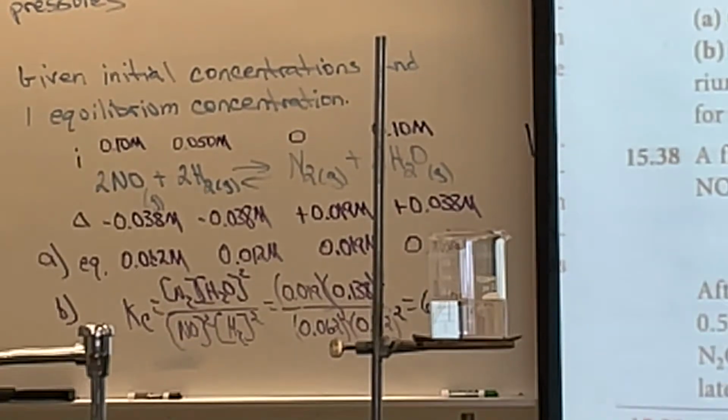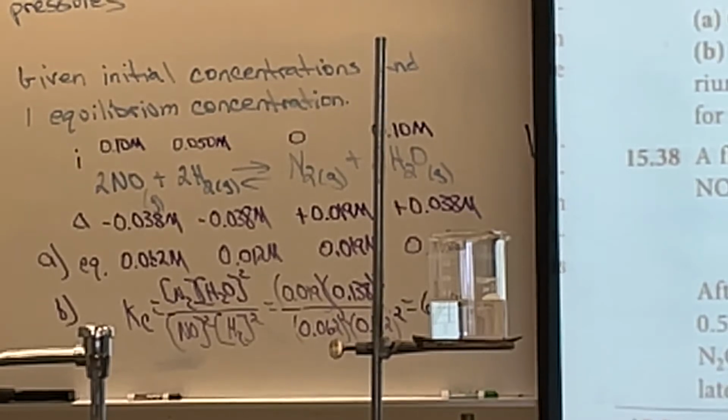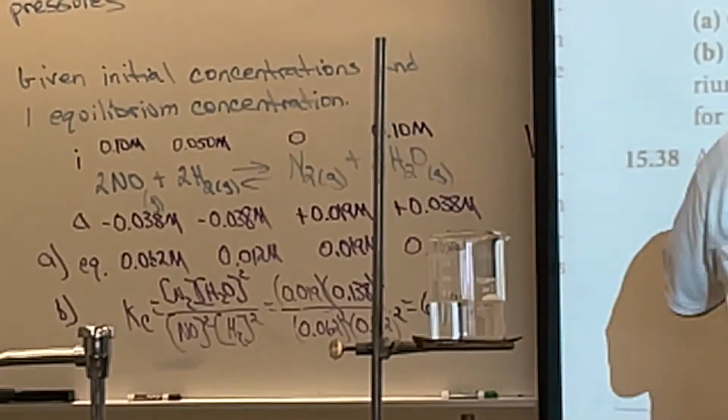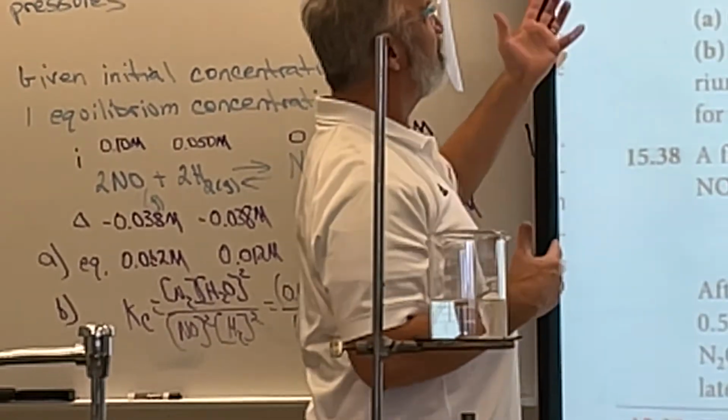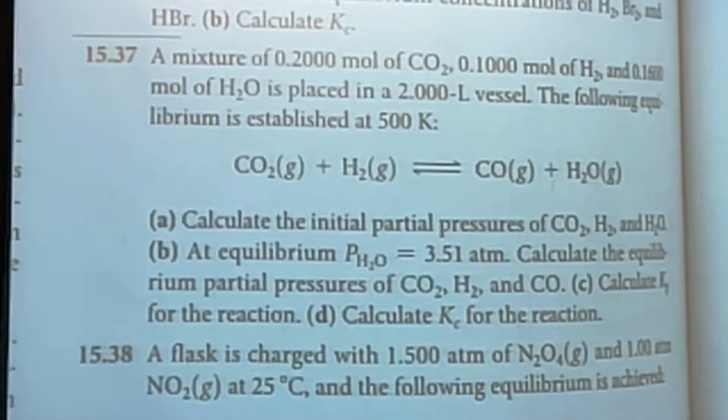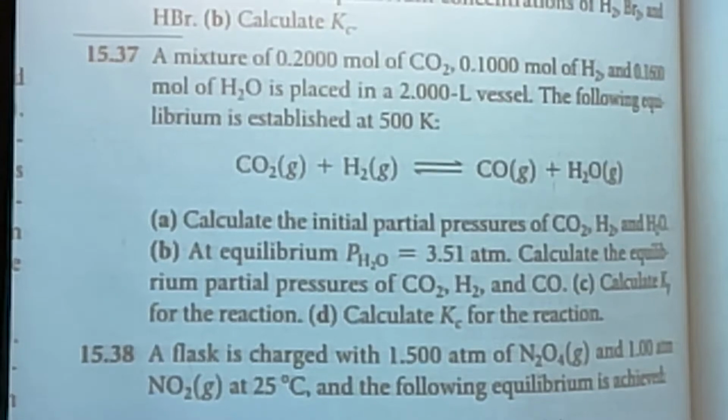All right, so here's a KP problem. I don't want to do that one. Okay. Let's just look at this. Let's just talk through this one. It says a mixture of 0.2 moles of CO2, 0.1 mole of H2, and 0.16 mole of water is placed in a 2-liter vessel. The following equilibrium is established.